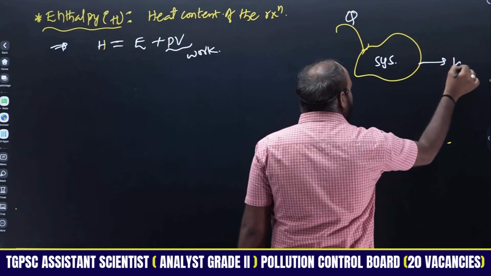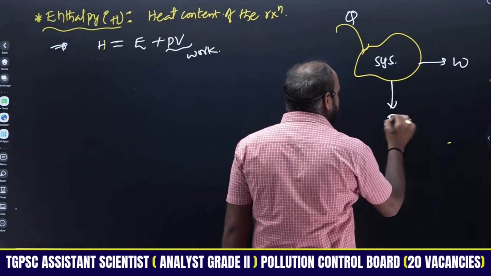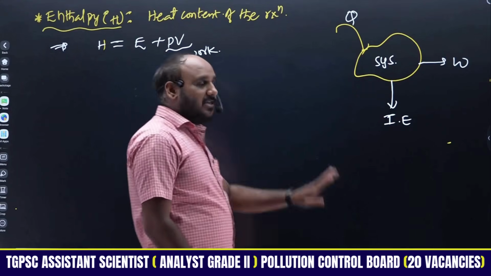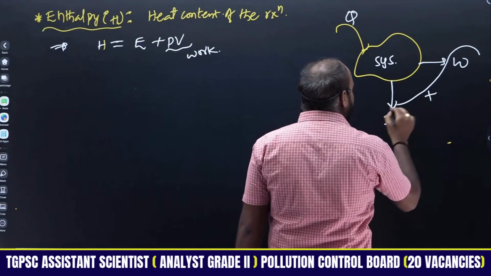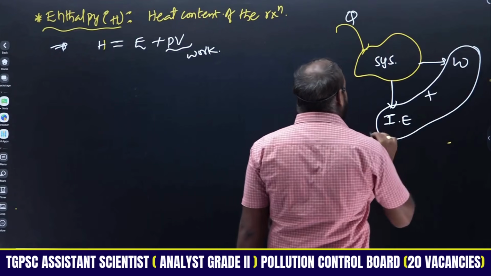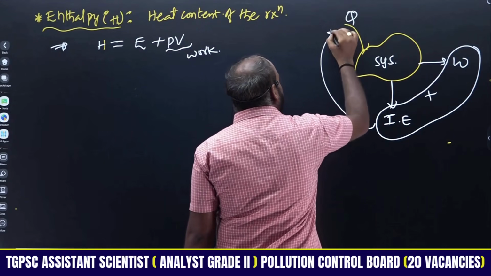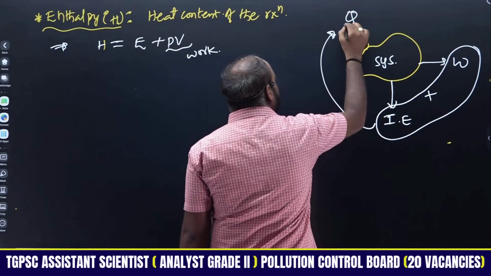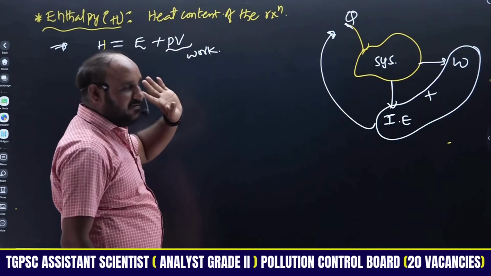Then this is going to do work. The rest will be present in the form of internal energy. What is meant by the first law of thermodynamics is that the sum of internal energy and work is equal to how much heat energy is absorbed by the system. That is called the first law of thermodynamics.